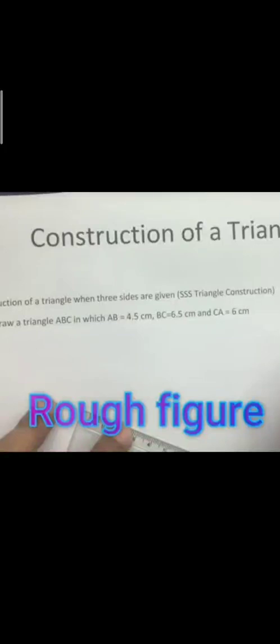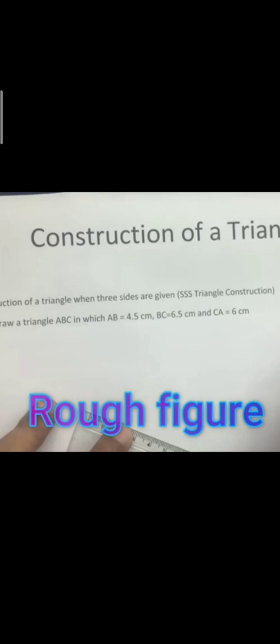Hi kids, so let's start with chapter number 4, constructions. It is constructions of quadrilateral, but before we start with construction of quadrilateral, let's refresh how to draw triangles, correct? First of all, a triangle has how many sides? 3 sides and 3 angles.